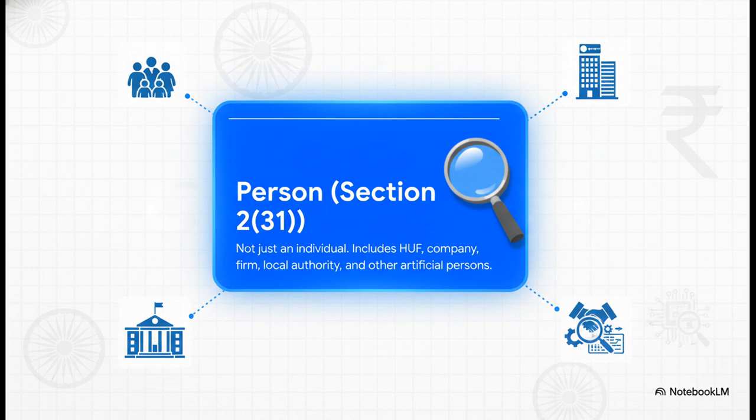We're talking about a family business set up as an HUF, a huge corporation, a partnership firm, even things you wouldn't expect, like your local municipality or university. The law casts this super wide net to make sure no income-earning entity can slip through the cracks. It's basically the law's way of putting all economic activity on the map.